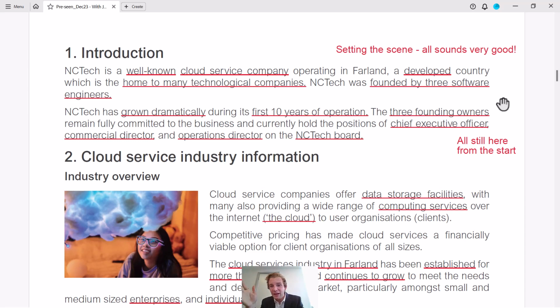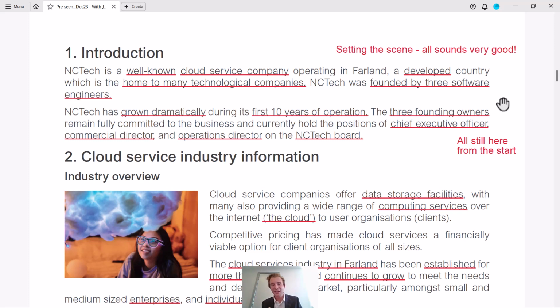And the positions held, the Chief Executive Officer, Commercial Director, Operations Director, they're all on the board, and that's going to be coming up in one of the next videos. So it's later on in the document basically. So all the organisation founders are still there to this day. So again, you could look at that as a strength.